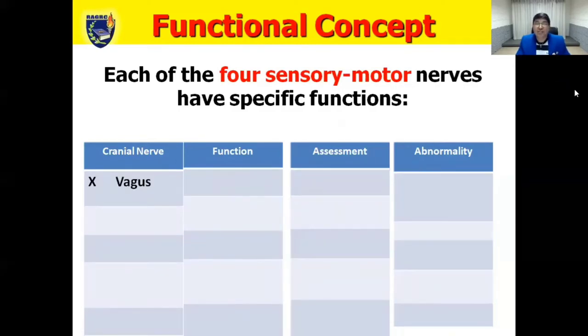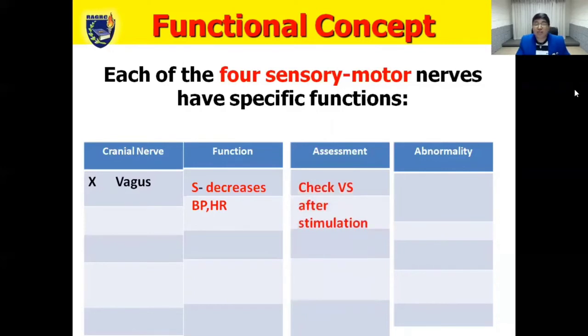The last of the four sensory motor nerves is your vagus nerve. It also has sensory roots which function to decrease the blood pressure or the heart rate. And therefore, once stimulated, we need to check the vital signs. An abnormality would be when there's increased blood pressure or heart rate. And since the recurrent laryngeal nerve actually divides from the vagus nerve, affectation of the recurrent laryngeal nerve could actually cause hoarseness. So if a patient has hoarseness, it's the vagus nerve that could be affected.